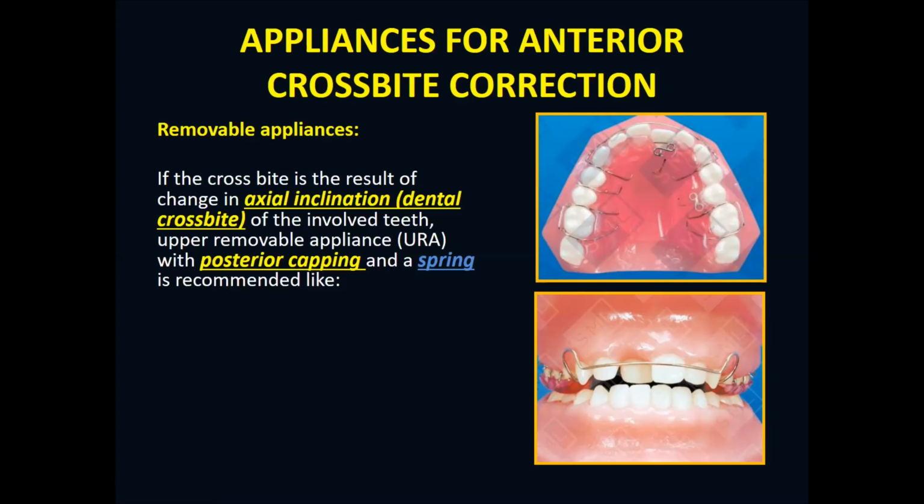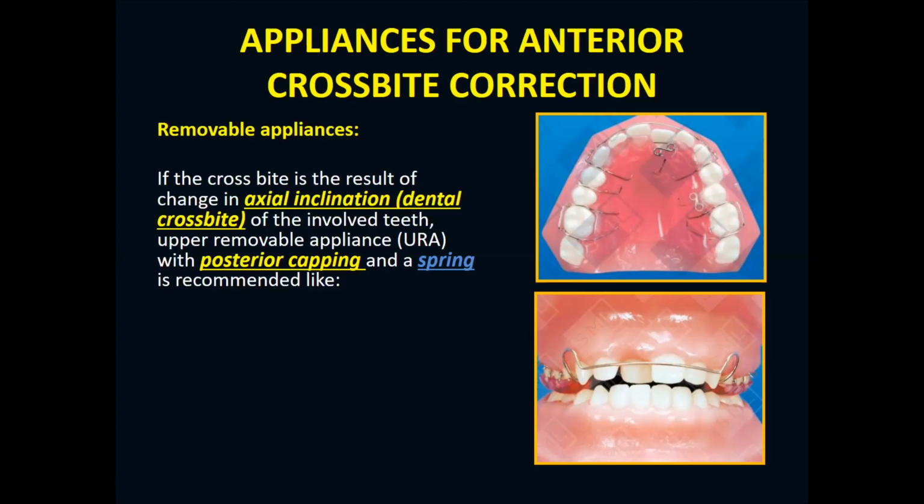If you want to treat any patient having an anterior crossbite with any removable appliance, you have to have a compliant patient. You have to have teeth in which you need only the tilting movement, because the upper removable appliance can only produce tilting or some tipping movement. So if you want to bring the upper incisor bodily, you cannot use removable appliances. The removable appliances are useful and workable where the patient is compliant and where you need only tipping movement.